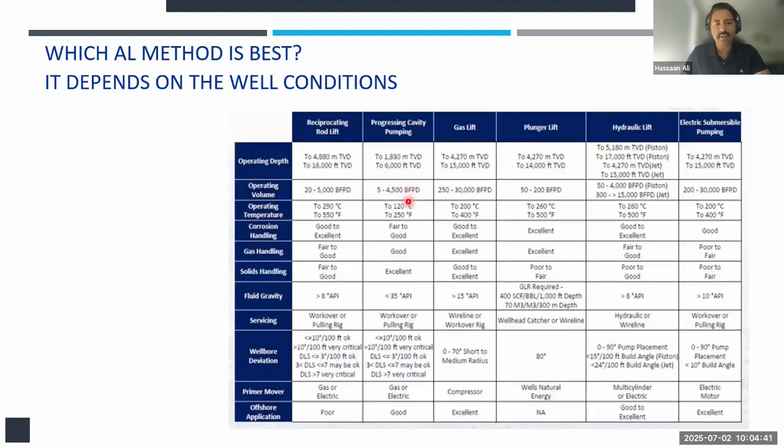But their operating temperature is lower. They can operate all the way to 120 degrees centigrade only. So if you have a high temperature downhole, it's not very appropriate.